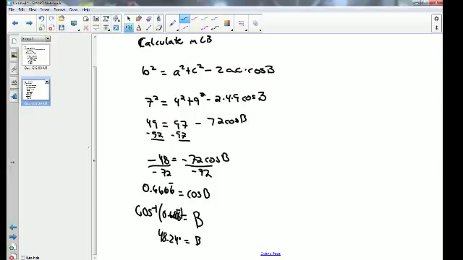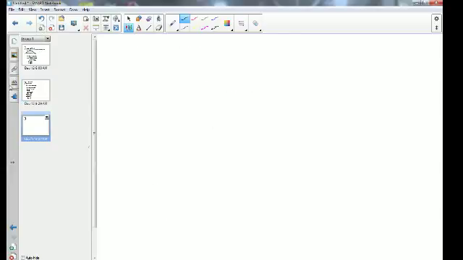Okay, so you can calculate angles or side lengths with the law of cosines. Okay? There is one more triangle formula for area. It's pretty drawn out.